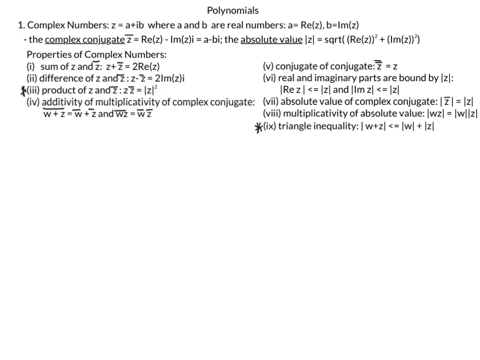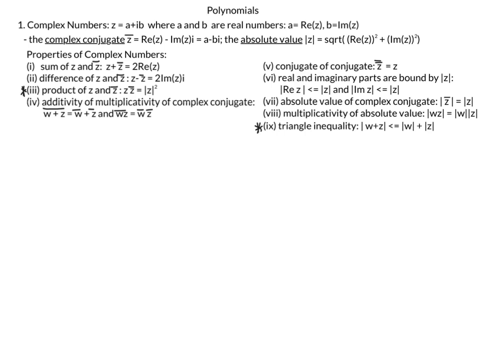And we have the additive and multiplicative properties of the complex conjugate. The complex conjugate of w plus z equals the complex conjugate of w plus the complex conjugate of z. And the complex conjugate of w times z equals the complex conjugate of w times the complex conjugate of z. We have the conjugate of the conjugate, in other words, z bar bar gives us back z. The real and imaginary parts are bound by the absolute value of z.